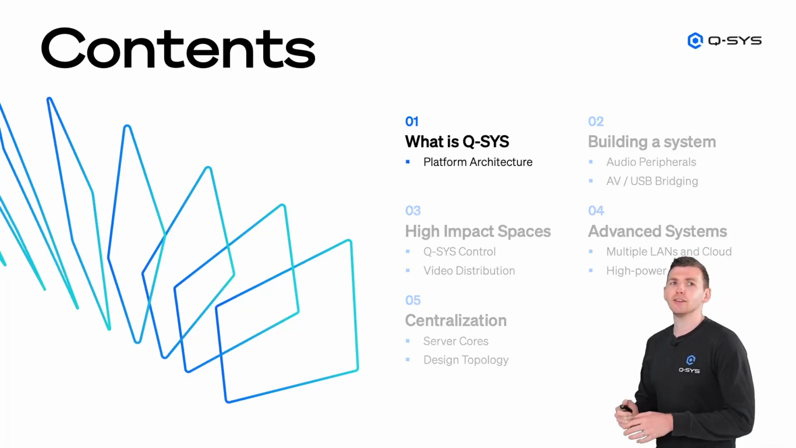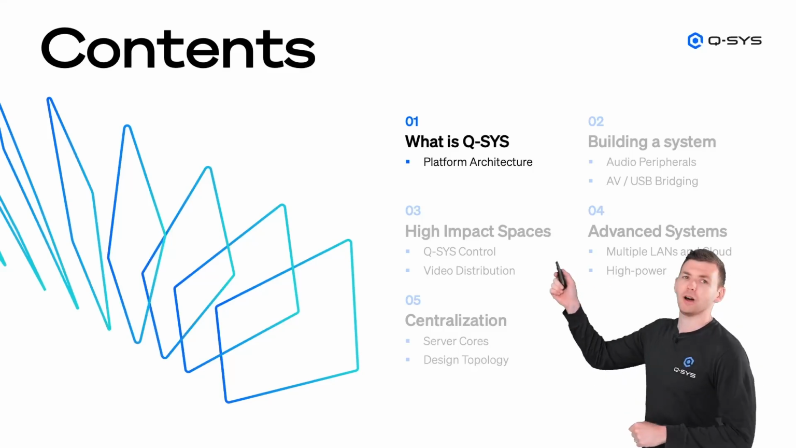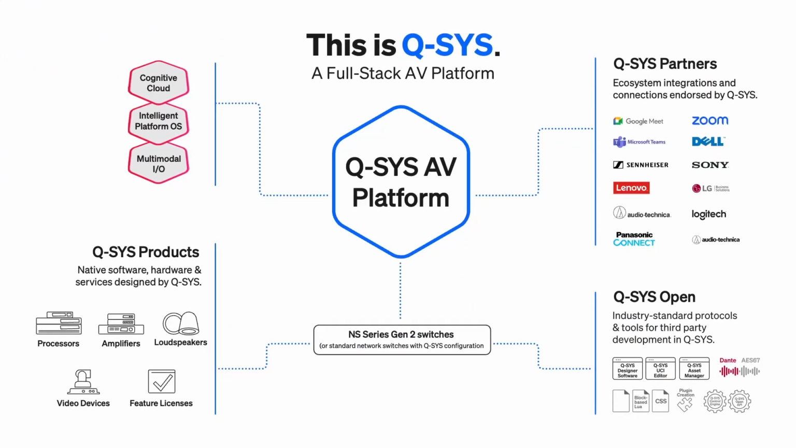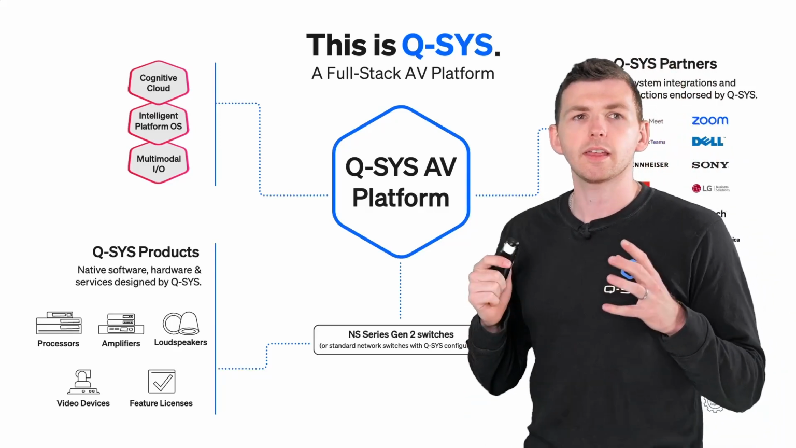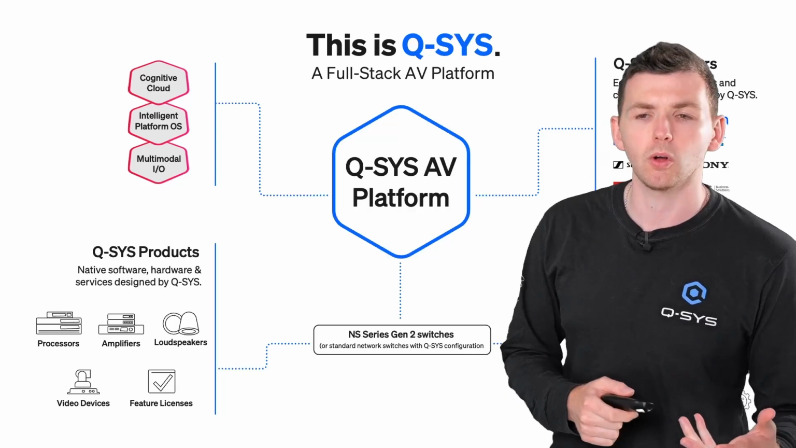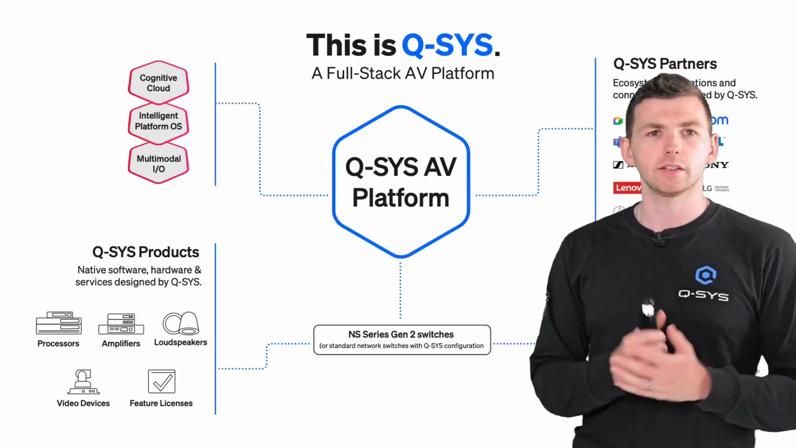Let's start off with a look at the whole Q-SYS platform architecture. Take a look at this. Here we've got a map of the whole Q-SYS AV platform, okay? And this is kind of a conceptual map of how the different software and hardware parts of Q-SYS relate to each other. Now, the first thing I want to point out is that Q-SYS, even though it's going to be doing audio and video and control, these are all done in a single cohesive way.